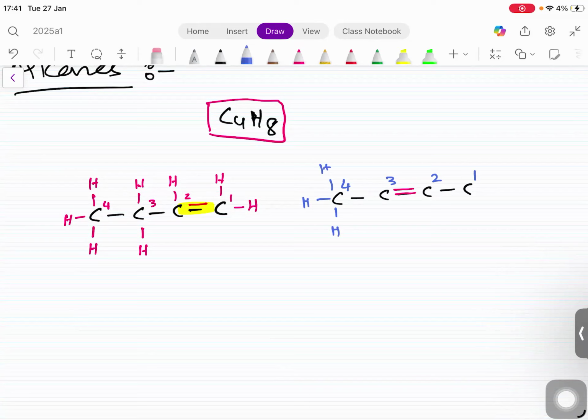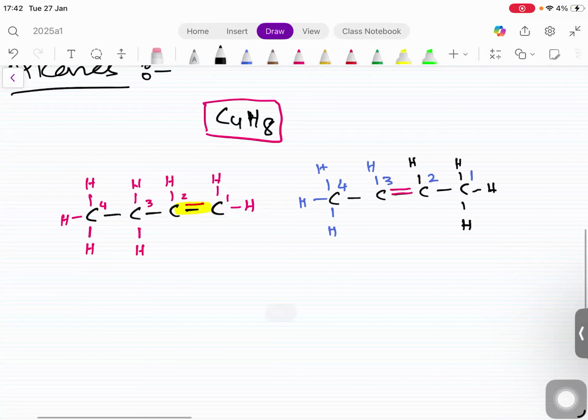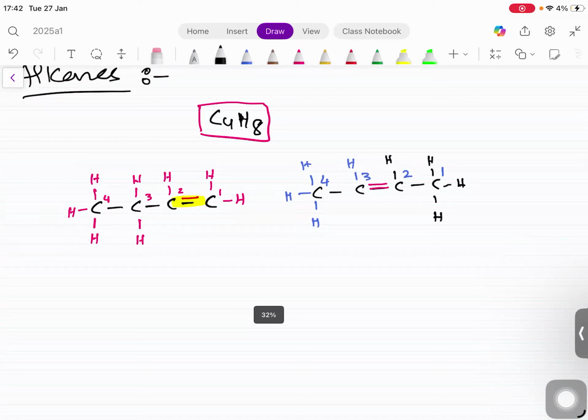So my question is, are these two different alkenes? Yes, these two are different alkenes because the position of the double bond has been changed. Over here it is between carbon number 2 and 3, and over here it is between carbon number 1 and 2. So what is the name of these two alkenes? One is butene and the other one is butene.